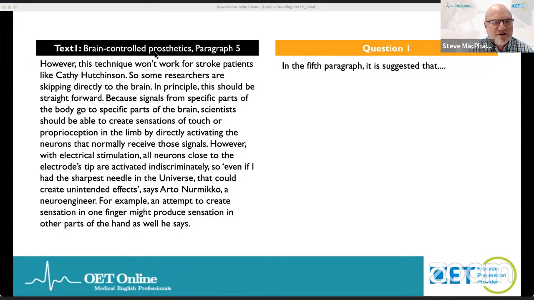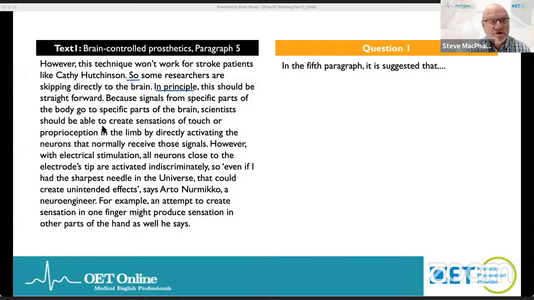Okay, so we're halfway through, and the topic, everyone, is brain-controlled prosthetics. That's the article title. It's an OET-produced task, and we're looking at paragraph 5. However, this technique won't work for stroke patients like Kathy Hutchinson. So there's our first signal word. So some researchers are skipping directly to the brain. In principle, in theory, this should be straightforward, because signals from specific parts of the body go to specific parts of the brain.